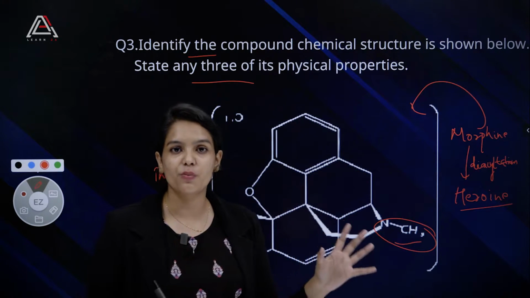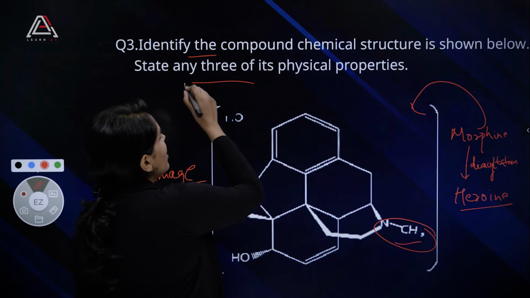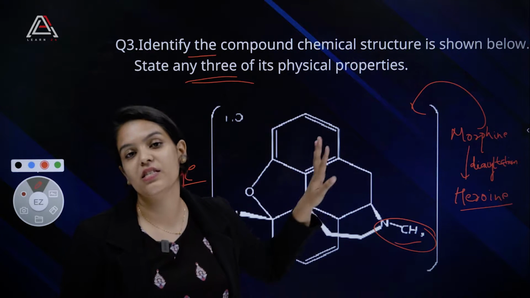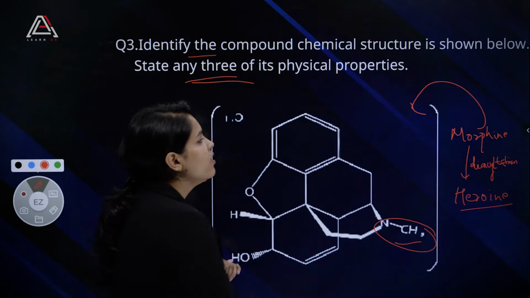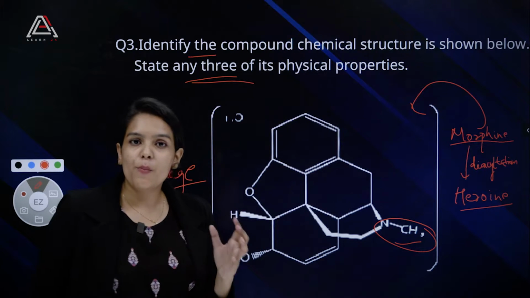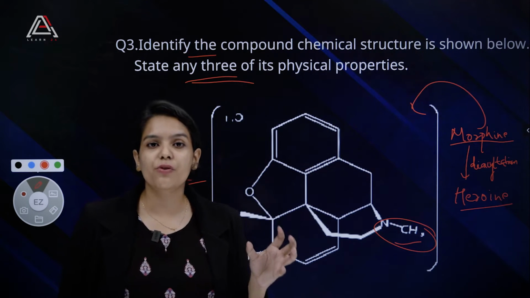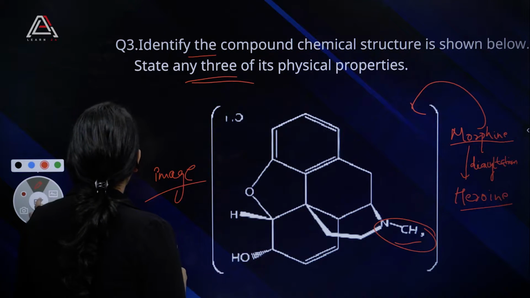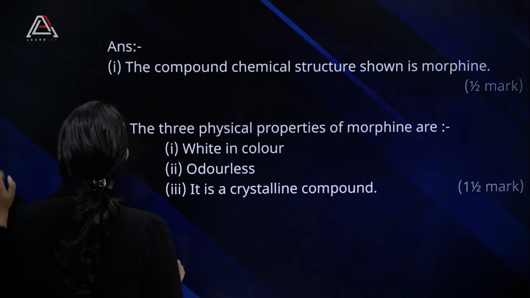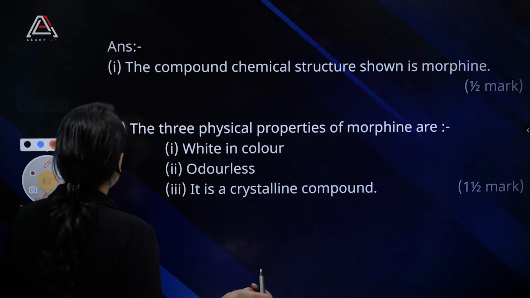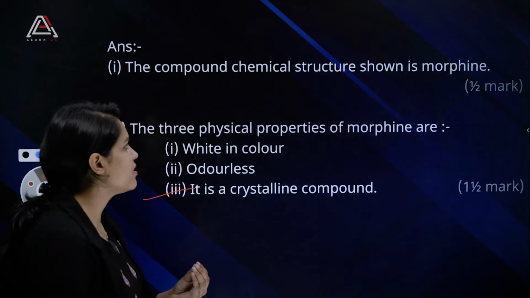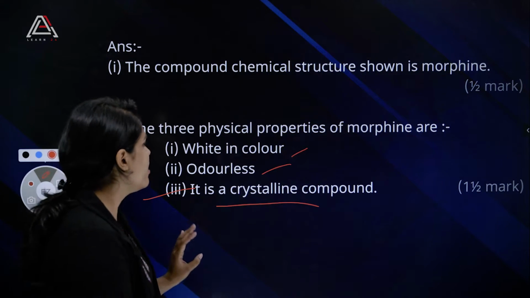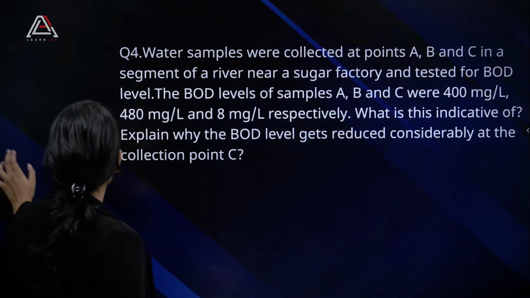What sort of answer you have to provide? That is sorted. Now the second part. They're asking what are the 3 physical properties of this particular structure. So you have to mention the physical properties of morphine. What are the 3 properties? The first property is that it is white in color, and the second property of morphine is that it is odorless, and the third one is it is crystalline. That is mentioned here, that is white in color, odorless and crystalline. Perfect. Okay, fine. Let's just move on to the next question.